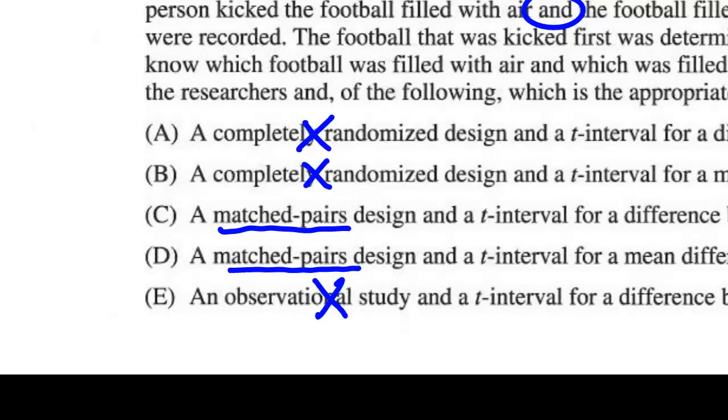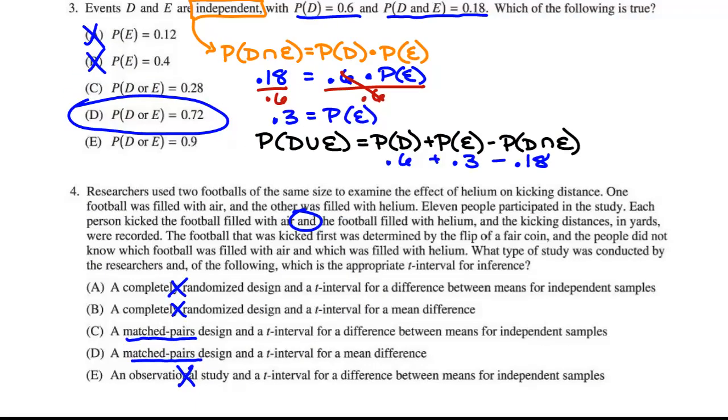It's not an observational study because the participants are being told what to do. It's not like they just got set loose on the field and said, go kick a ball, and then they recorded which ball they picked. So matched pairs design and a T interval for a difference between means for independent samples, or a T interval for a mean difference.